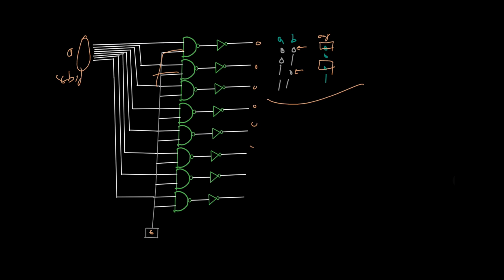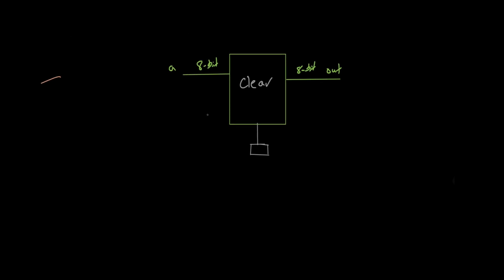So I want to abstract this circuit and call it a clear gate. This clear gate would have an 8-bit A input and an 8-bit output, and it would have one control bit. If this bit is equal to 0, then what this circuit does is that the output would be equal to 8 zeros, ignoring what the input is.